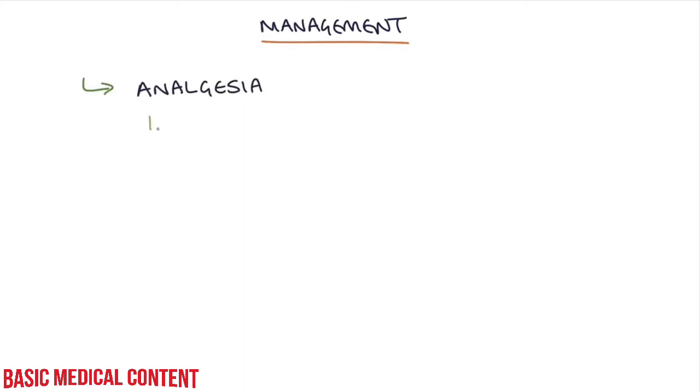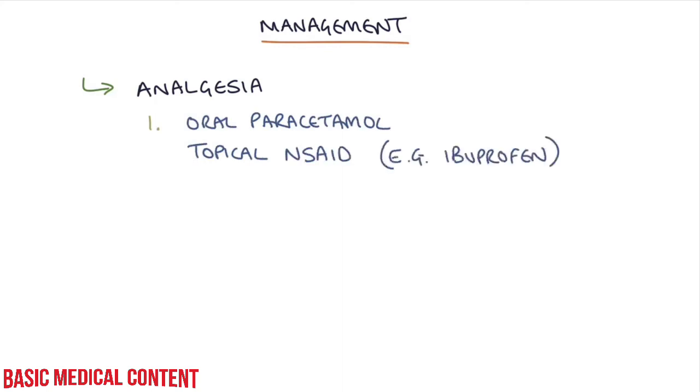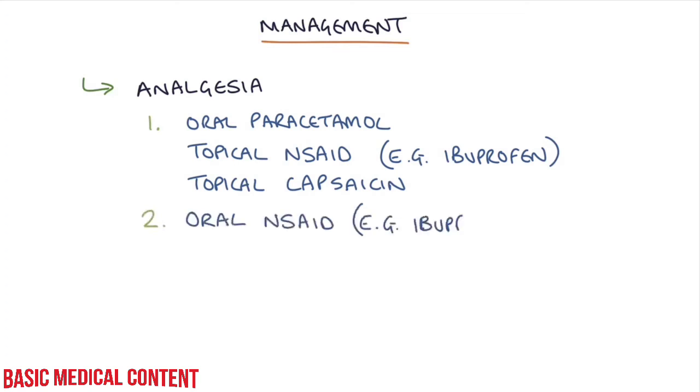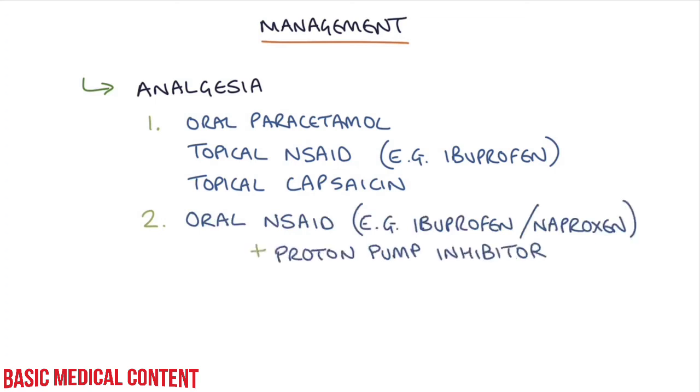The first line would be starting with oral paracetamol and a topical non-steroidal anti-inflammatory like topical ibuprofen or topical diclofenac. And you can also use topical capsaicin, which is chili pepper extract that causes a warmth around the joint and helps to improve symptoms. The second step is to add oral non-steroidal anti-inflammatory medications like ibuprofen or naproxen, and also consider prescribing a proton pump inhibitor to protect their stomach, such as omeprazole, whilst they're using the NSAIDs.